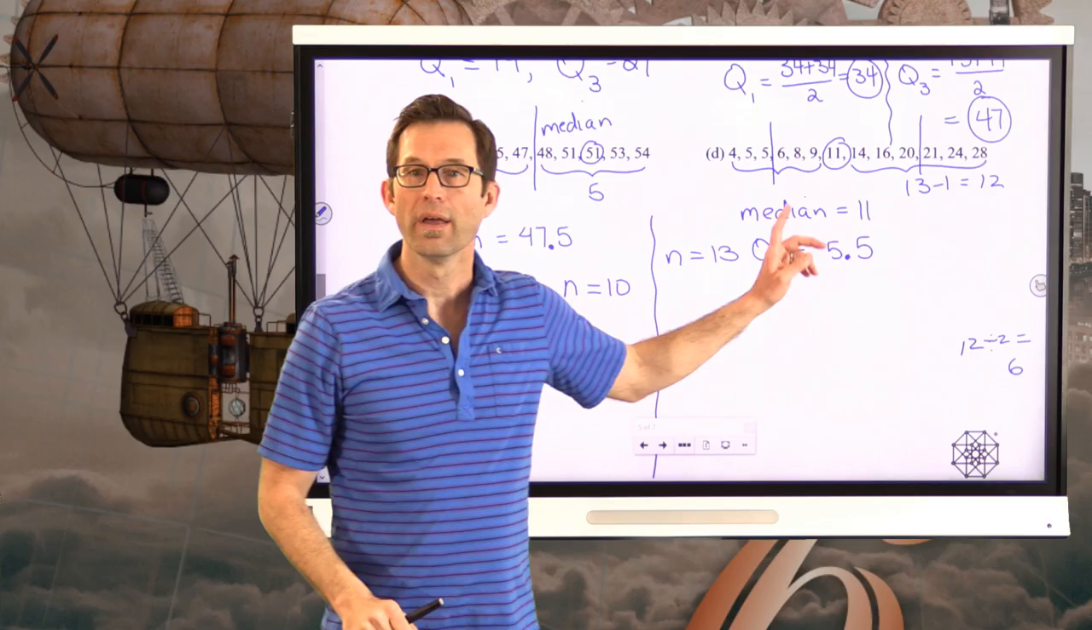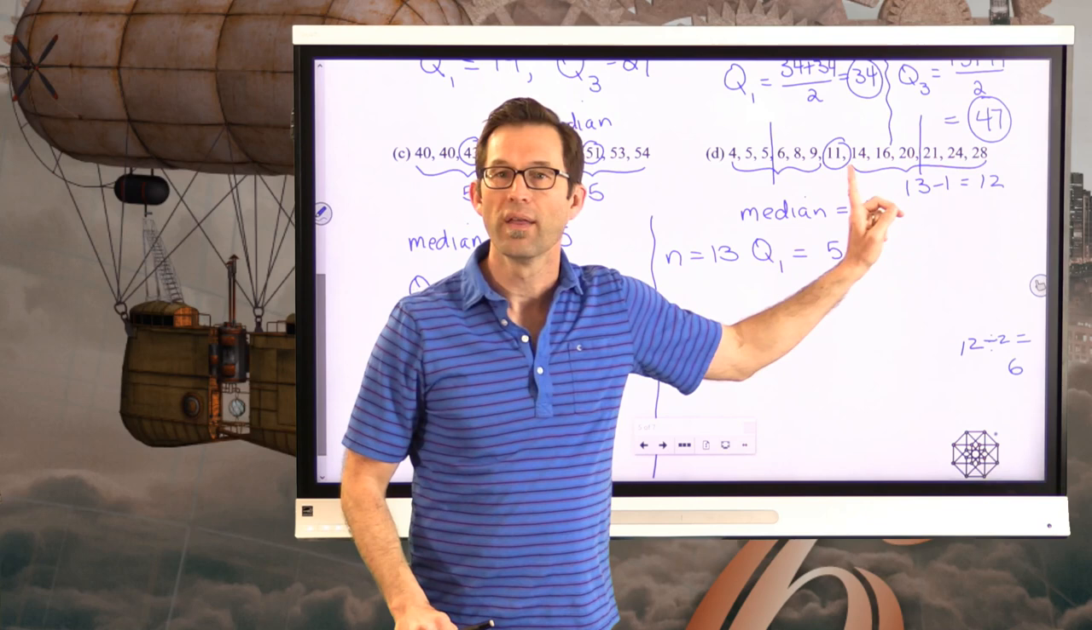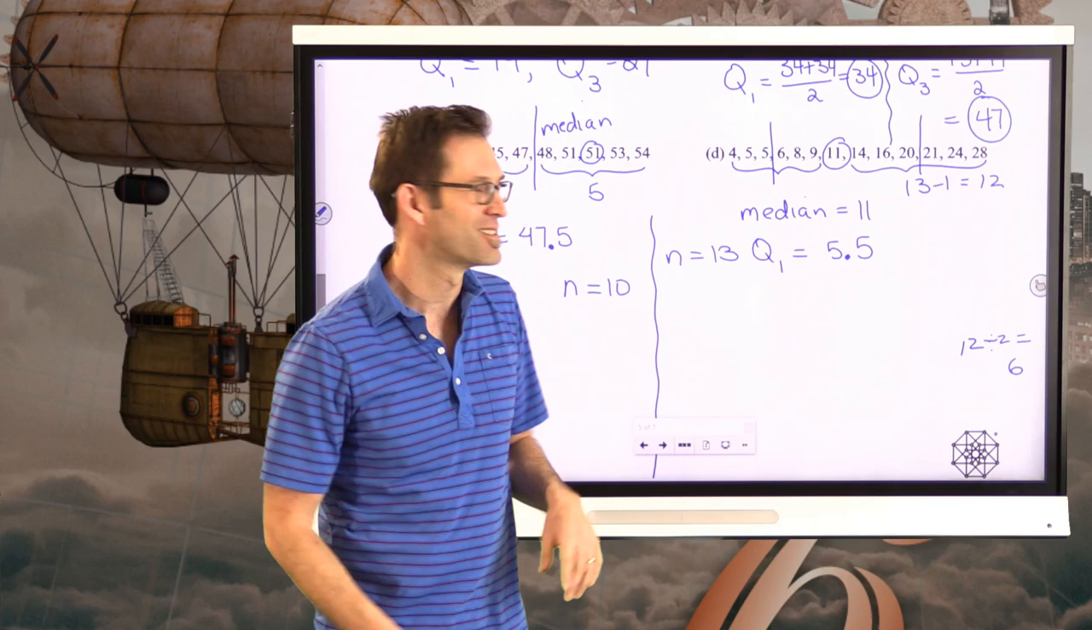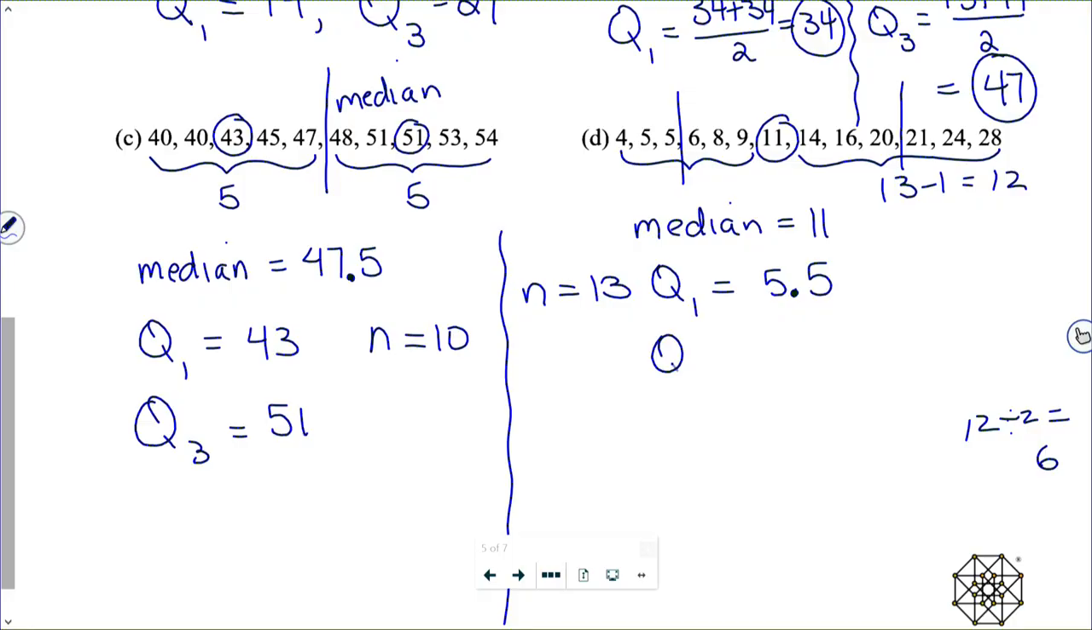Since I've got six values, the one that's going to be right in the middle of those six values will be between the third one and the fourth one, a little tongue tied there. And so my third quartile, also known as the upper quartile value, will be 20.5.